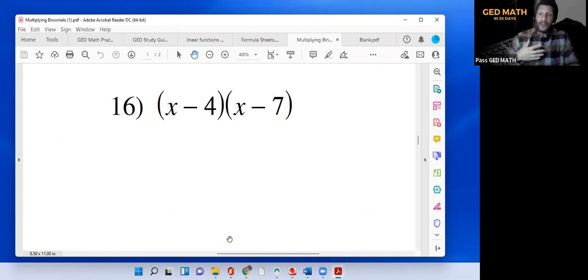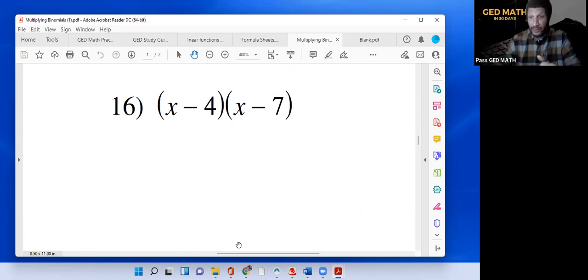Now listen, I told you, I take this stuff personal. I had two people today miss by 1 and 2 points. Both of them, multiplying binomials, they didn't get it. Both of them missed points on the coordinate plane. I couldn't believe it. So we're going to eliminate those mistakes. How? We're going to practice, practice, practice.